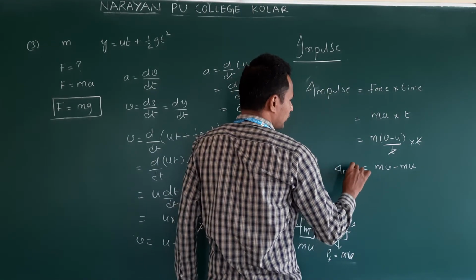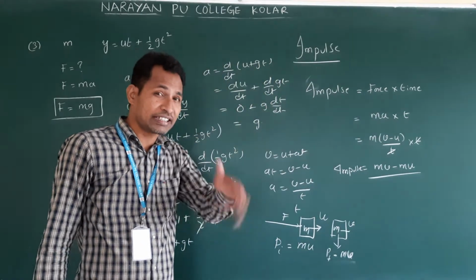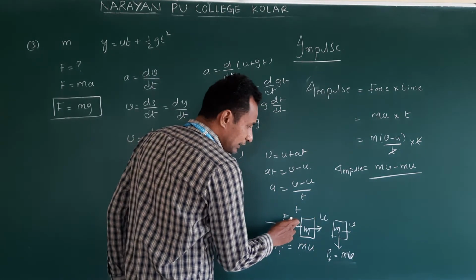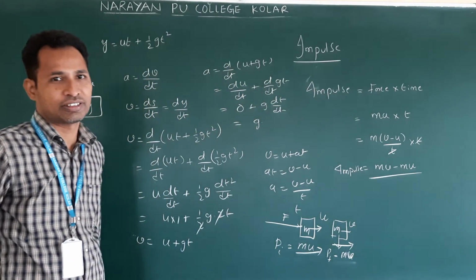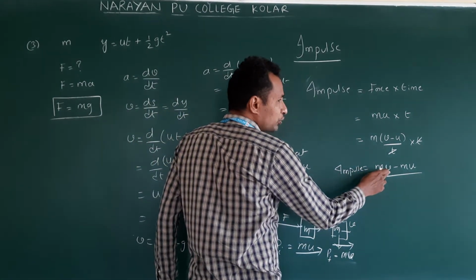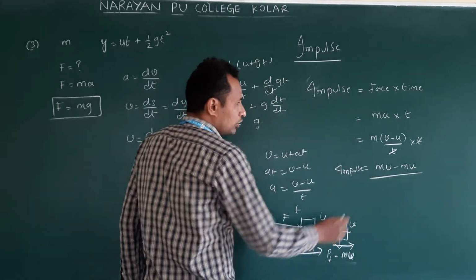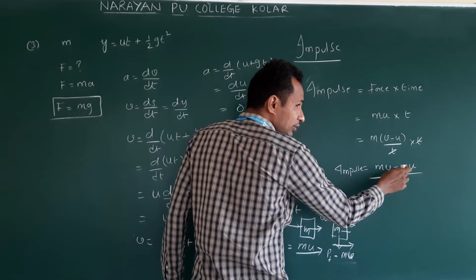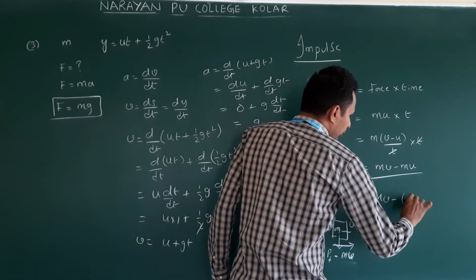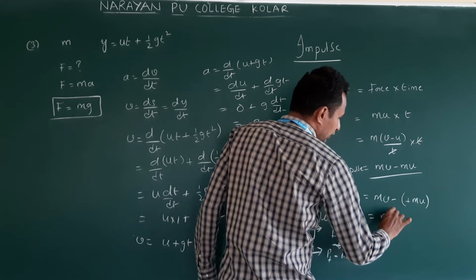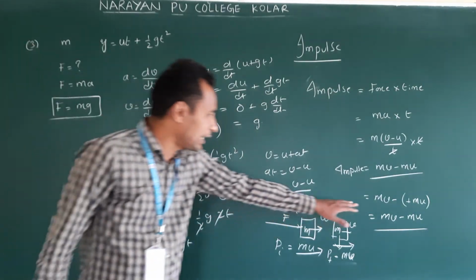So impulse is what? mv minus mu. And we need to take direction also. In this example, initial momentum and final momentum are in the same direction. So mu is positive, and the minus is already there in the formula. So minus into plus gives minus. How do we write this for this example? mv minus mu. Clear? This I apply for this situation.